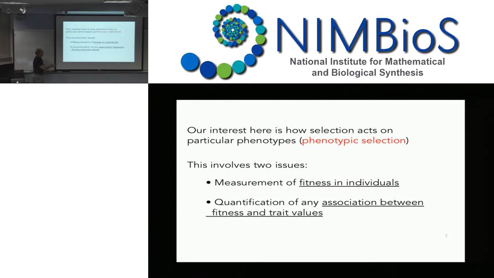So the first two lectures in this are going to talk basically about measurement of fitness in individuals. And then the next four lectures are going to talk about how we quantify that. We'll first start with quantifying it if we simply look at a single trait. Then we'll talk about quantifying it if I've got a vector of traits. This is multiple trait quantification. Okay, that's kind of where we're headed.